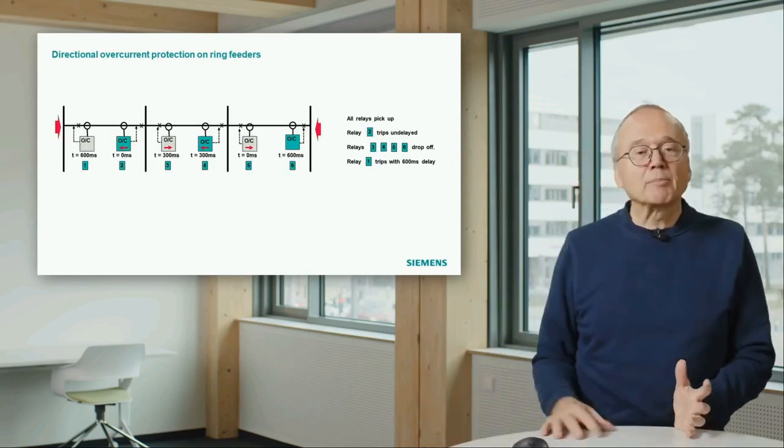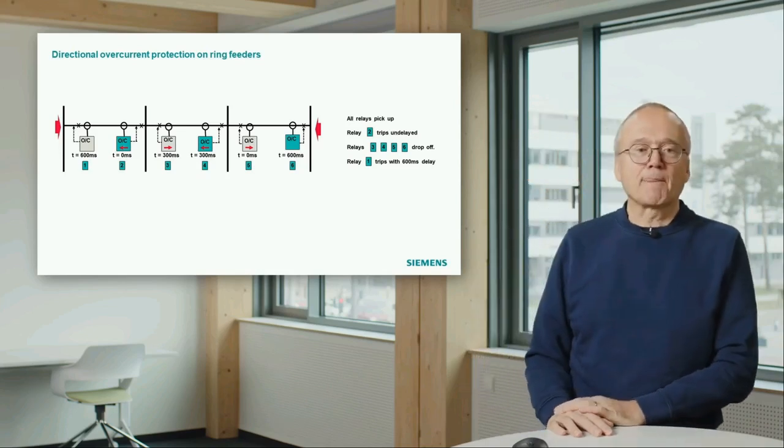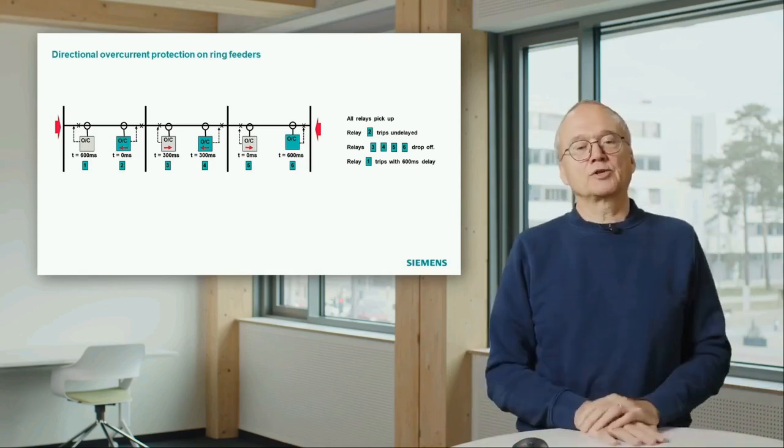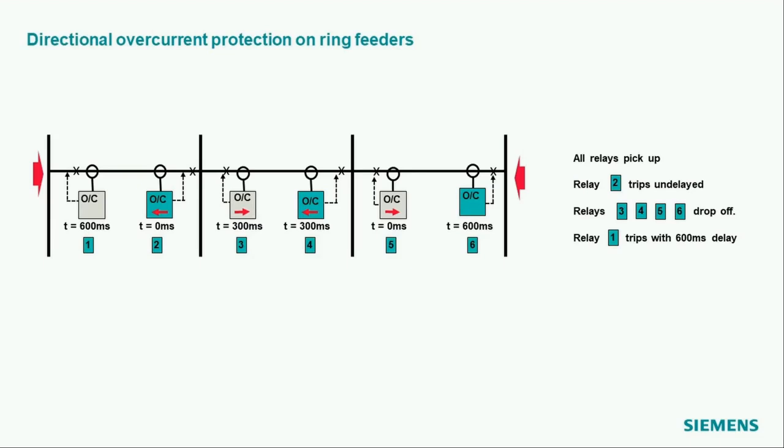The second possible application is shown here. That is also a distribution feeder. In this case, we have infeed from both sides. To end up in a selective protection scheme, you also have to apply directional overcurrent relays on nearly all locations except the two outer sides.